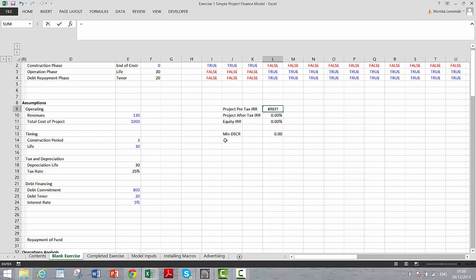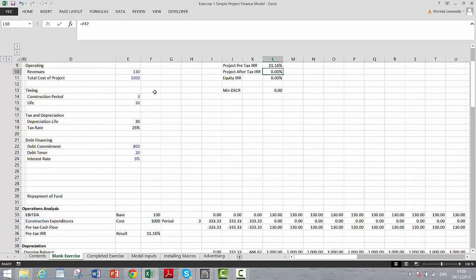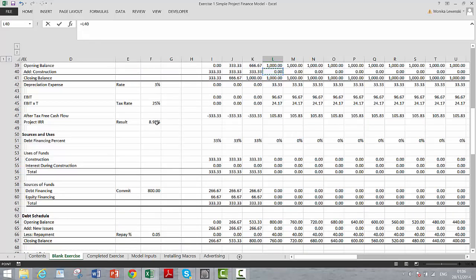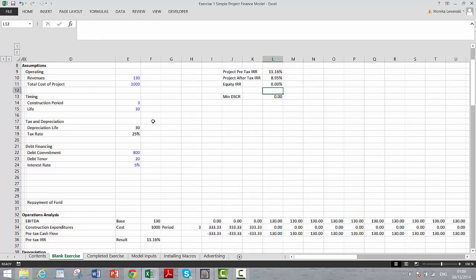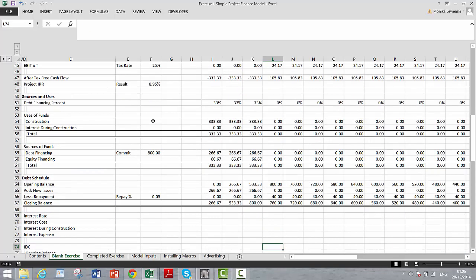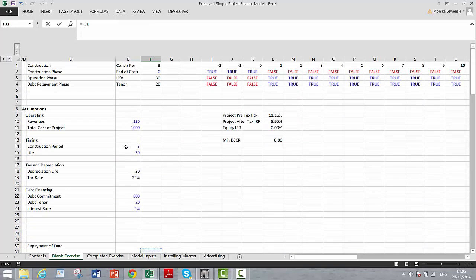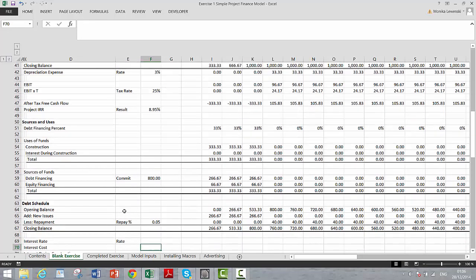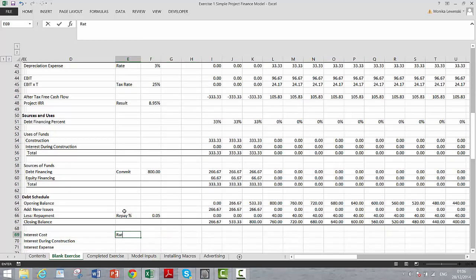Where's our pre-tax IRR? And we've got our after-tax project IRR. We could put a debt IRR, and we're just trying to get the equity IRR on the DSCR once we've done that. Okay, and now we can put our interest rate in. In this case, why don't we do this? Let's just put our interest cost and just put a rate.